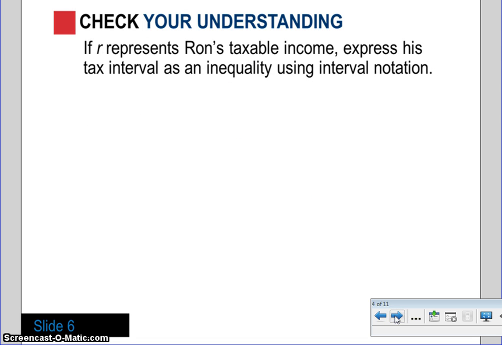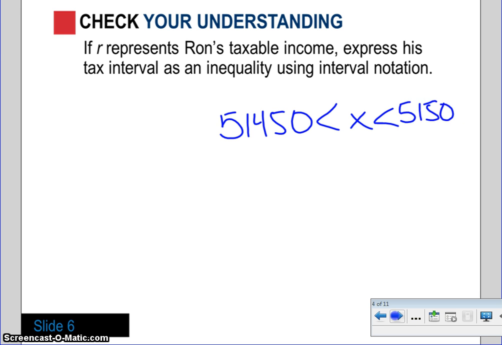Please press pause, work through this, and when you're ready, press play. All right, it says if R represents Ron's taxable income, express his tax interval as an inequality using interval notation. So that is simply $51,450 less than, where X is in the middle, and then we have $51,500. So to read that, we would say here that the income is greater than $51,450, but it's less than $51,500.